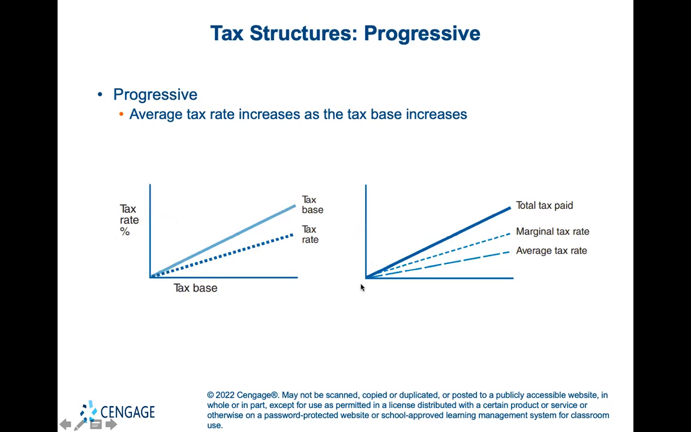Progressive: average tax rate increases as the tax base increases. Again, on the left, the tax base, and then your tax rate is lower than your tax base. Over on the right, you have your total tax paid, then you have your marginal tax rate, and then you have your average tax rate. And notice that's increasing from left to right.